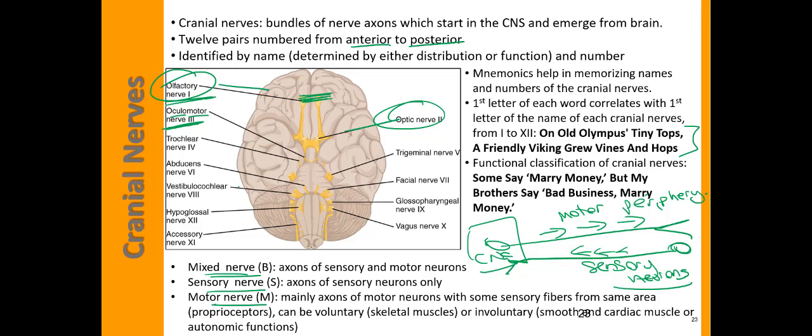If you want to remember the functional classification of the nerves, remember nerves starting with an S are sensory nerves, nerves starting with an M are motor nerves, nerves starting with a B, indicated by a B, have got both sensory and motor function. So some say merry money, but my brothers say bad business, merry money. So again, you can find lots of other ones on the internet. These are the most PC ones that I could find.